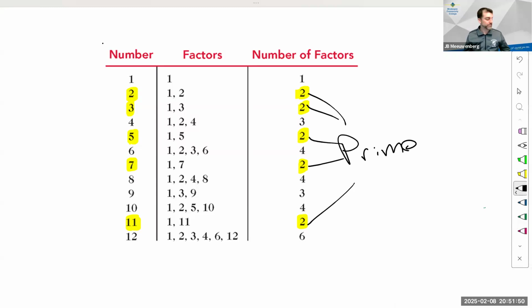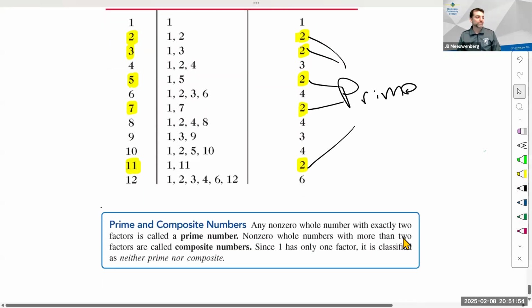So here's a definition. Prime and composite numbers. Any non-zero whole number with exactly 2 factors is called a prime. Non-zero whole numbers with more than 2 factors are called composite. Now, you might have been wondering this question already.